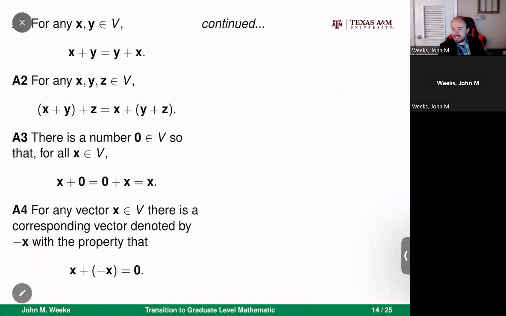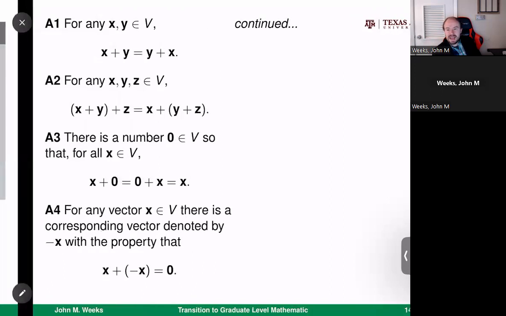Now, what are those axioms? These first four might look familiar to you. These are the axioms that we want addition and scalar multiplication to satisfy. Anything that satisfies these 8 axioms while having addition and scalar multiplication that are closed, that's going to be a vector space by definition. So we're going to say that it needs to satisfy these 8 axioms.